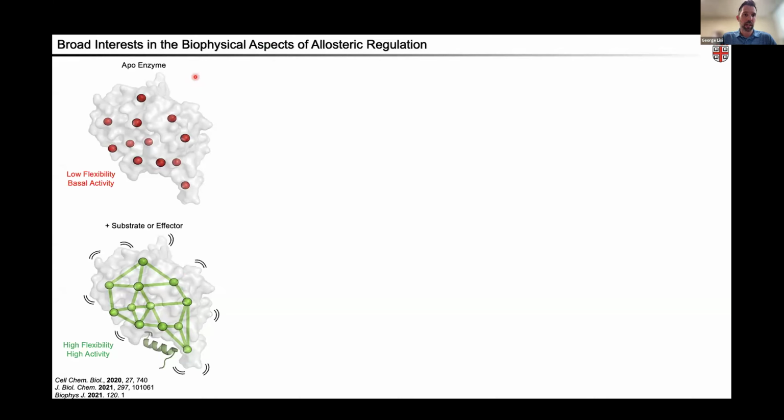When we think about allosteric regulation in our lab, we're very interested in identifying the amino acids that might be sitting dormant within a structure that are subsequently activated by the presence of a substrate or effector to turn on networks of communication that transmit a chemical signal from one part of a protein to another. We think about this in a variety of different protein systems.